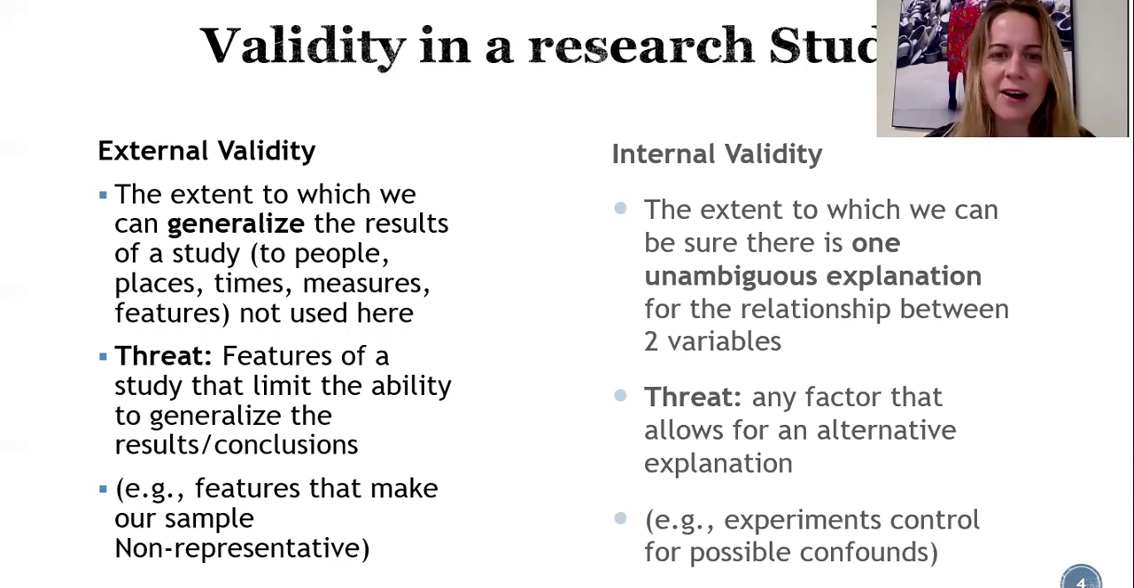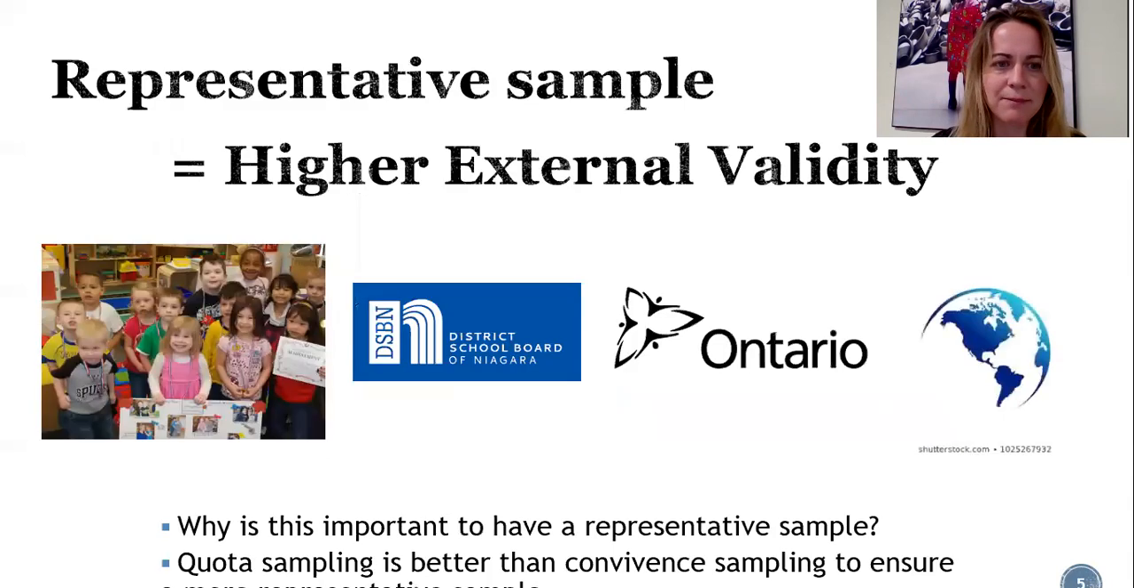So let's go on now into a bit more detail. We'll start with external validity, then we'll move on to internal validity. We'll talk about all the different kinds of threats to both of them and how we can create a higher quality research study. So let's start with external validity.